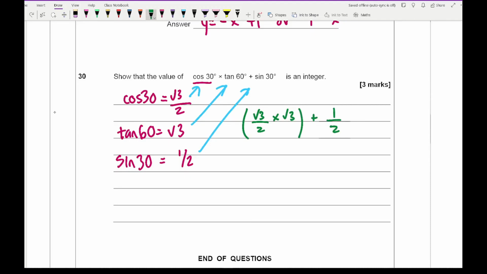plus a half. Now simplifying this first bit, root 3 times root 3 is root 9 over 2 plus a half. Root 9 is 3, so it's 3 over 2 plus a half, which then becomes 4 over 2, which equals 2. Is that an integer? Yes. And we are done.